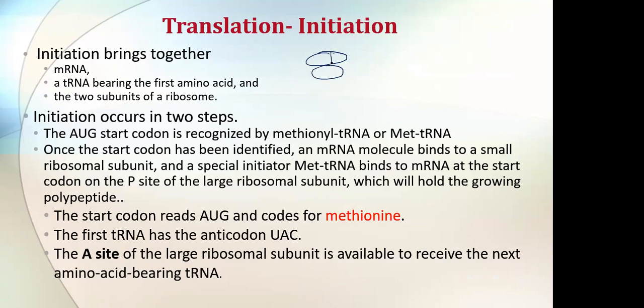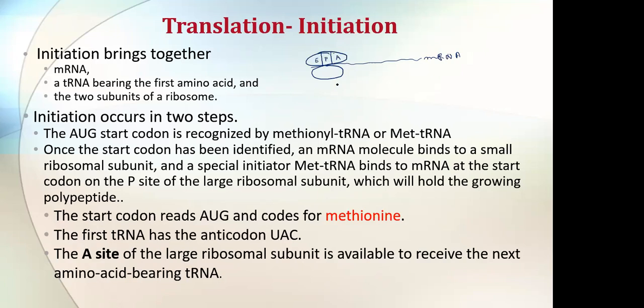So the ribosome has 3 sites. This is the large subunit, and this is the small subunit. One site is called A, one site is called P, and the other site is called E. Okay. Now what happens? The messenger RNA actually comes and sits at the junction of both the subunits. Okay, it sits over here.